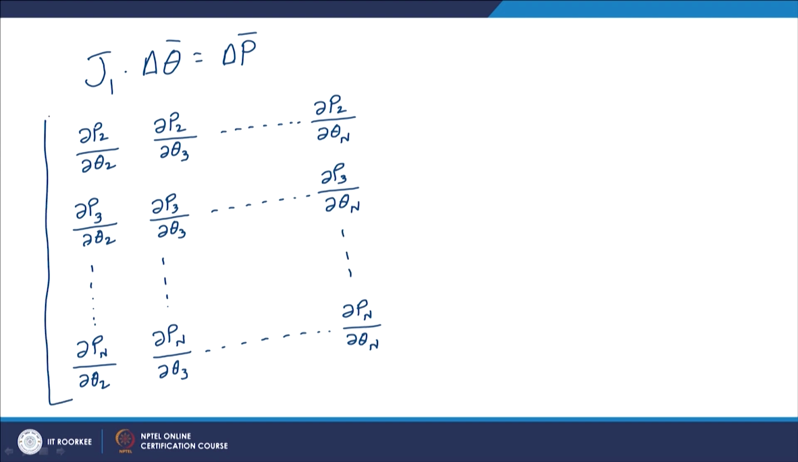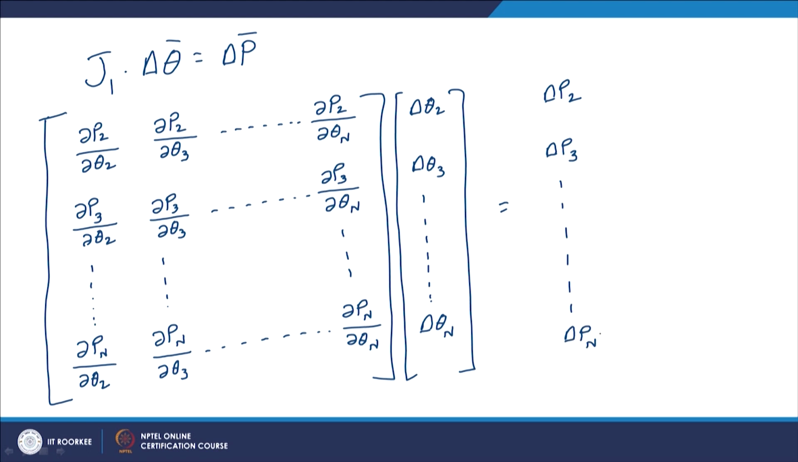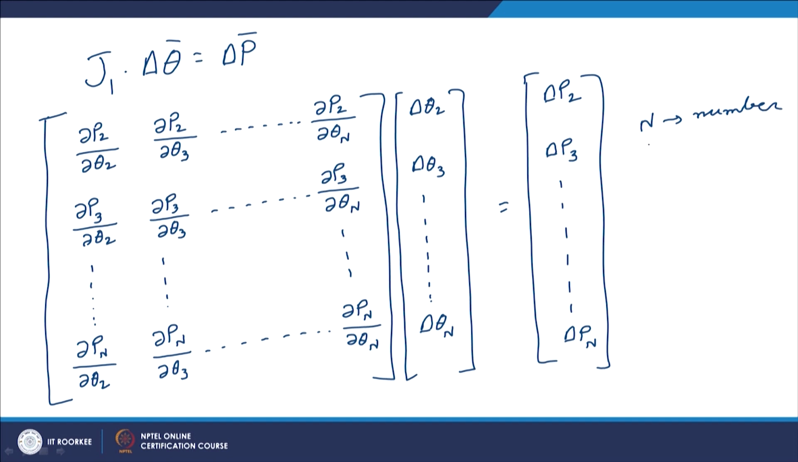This is multiplied by the vector del theta 2, del theta 3, dot, del theta n, which would be equal to del P2, del P3, dot, del Pn, where n is the number of buses in the system that we have already seen.